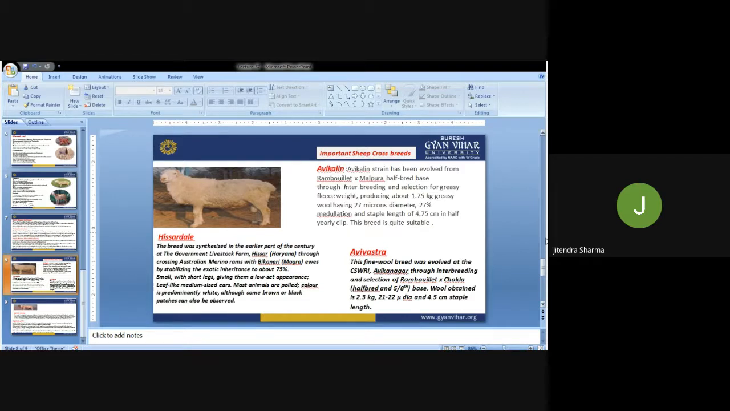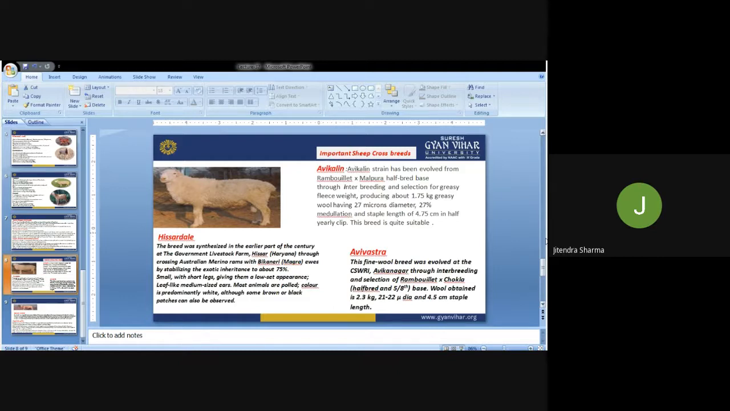2.5 kg greasy wool, having 27 micron diameter, 27% medullation and staple length of 4.75 centimeter in half yearly clip. This breed is quite suitable for our conditions, and it is doing well because it is a mixture of Rambouillet and Malpura blood.